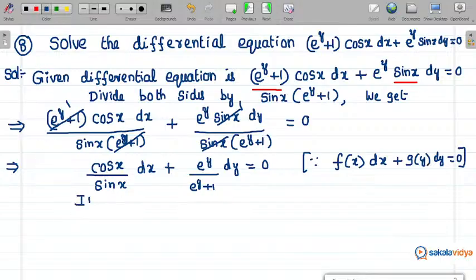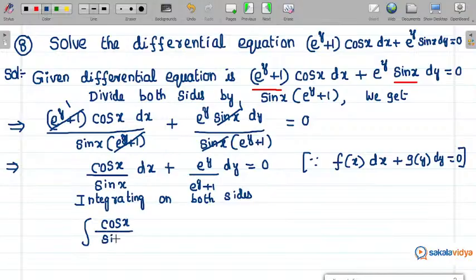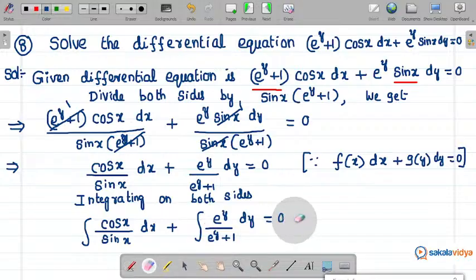So, integrating on both sides, what do we get now? Integral of cos x by sin x dx plus integral of e^y by (e^y + 1) dy equals to, sorry, instead of this, better you write the constant of integration.